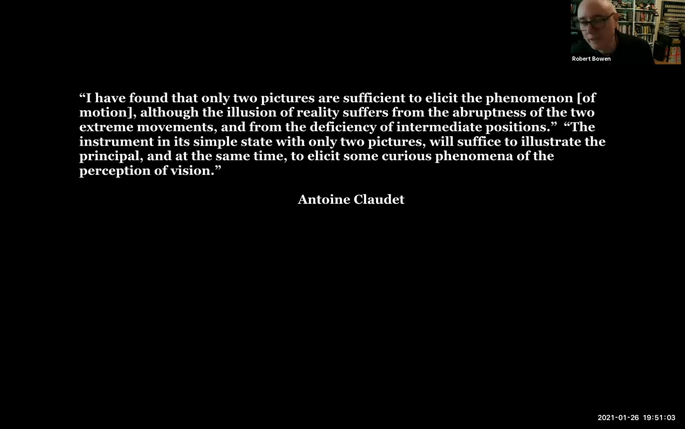Okay, so here's what Claudet says. I have found that only two pictures are sufficient to elicit the phenomenon of motion. Although the illusion of reality suffers from the abruptness of the two extreme movements and from the deficiency of intermediate positions, the instrument in its simple state with only two pictures will suffice to illustrate the principle and at the same time to elicit some curious phenomenon of the perception of vision.